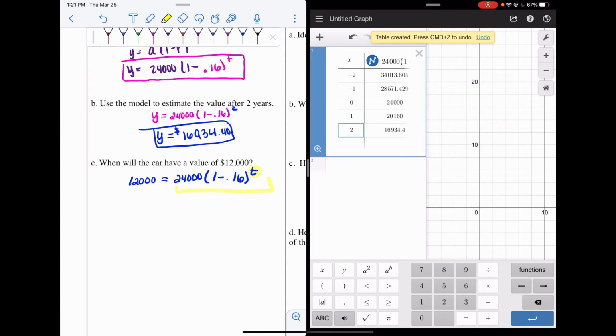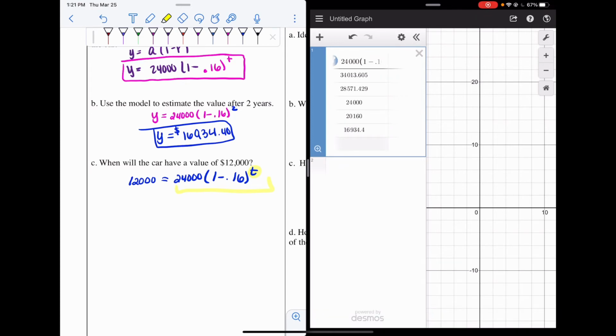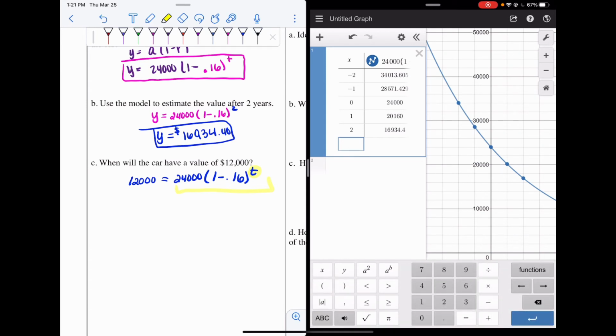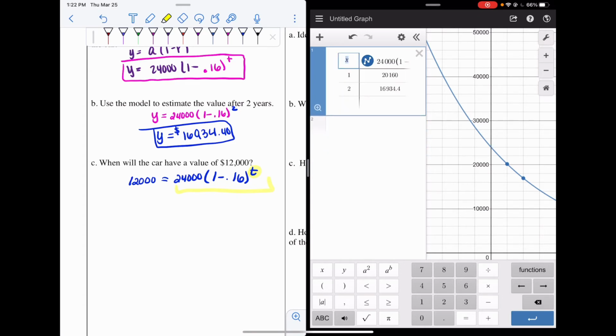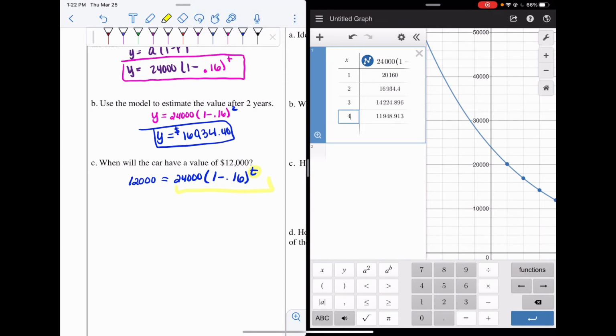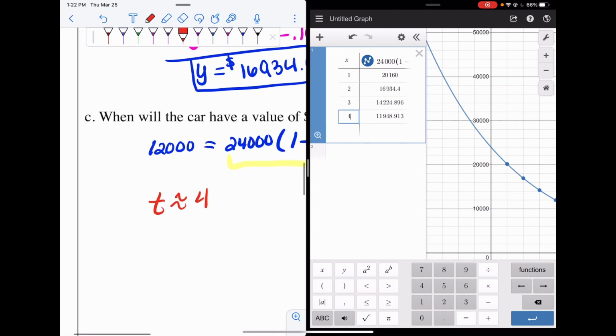So if you look at year 2, I hit 16934.4. So that doesn't really work for me. So I'm just going to type in random x values. Now that I want to figure out what's happening at 12,000, I'm actually going to delete these numbers above. I'm just going to type in random numbers. I type in x equals 3, and I hit 14,000. That's not 12,000. I type in x equals 4, and I hit 11,000. So at some point in year 4, I'm going to hit $12,000. So I'm going to say t is approximately 4. So I can say that it will take 4 years.